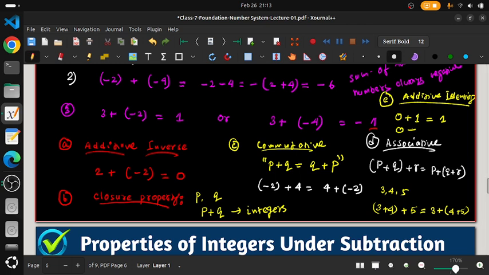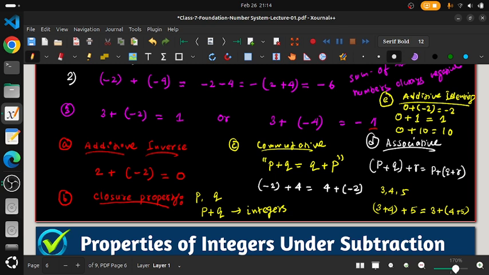So 0 added with 10 here. We are talking about addition only, not subtraction. Understood? So 0 plus 10 is 10 only. If I add a negative number also, 0 with minus 2 will also be minus 2. So if you add any integer along with 0, what will you get? The same integer. That's why we call this 0 the additive identity.